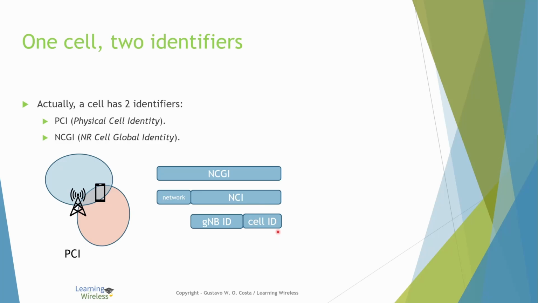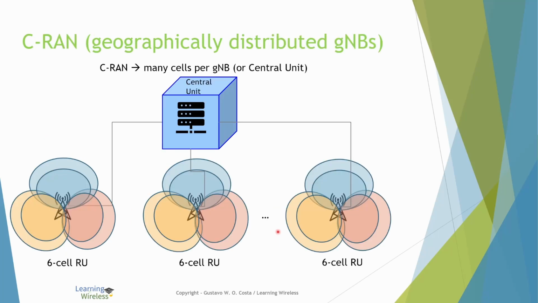Basically, because of the popularity of CRAN, which used to be called mostly Centralized RAN, but is now more called Cloud RAN, it's a type of deployment where you have a geographically distributed gNodeB, with a gNodeB processing unit or central unit in a certain location. And then you have remote radio heads or radio units on each cell tower.